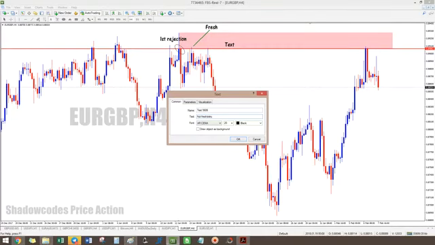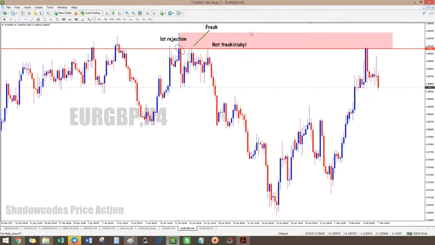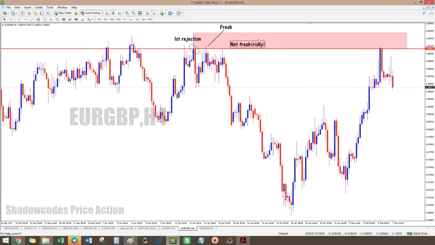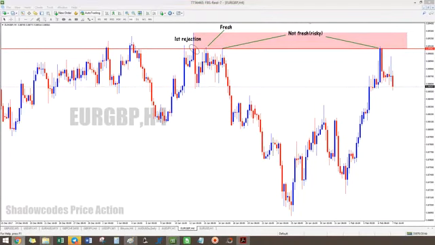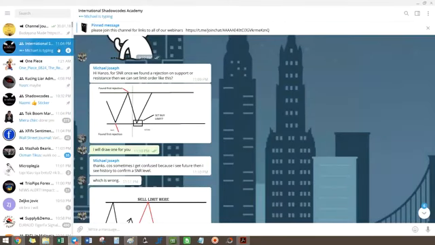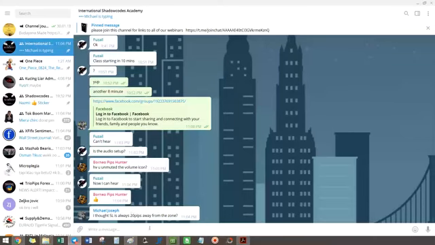Risky. Over here, not fresh anymore. Only the first time after the rejection is fresh. Do you understand, Michael? If yes, you can give a response. To SS about 20 pips.